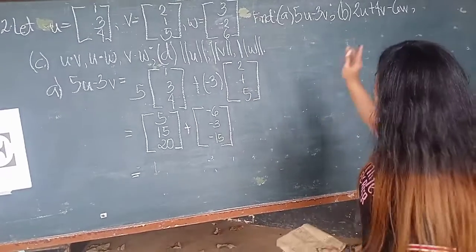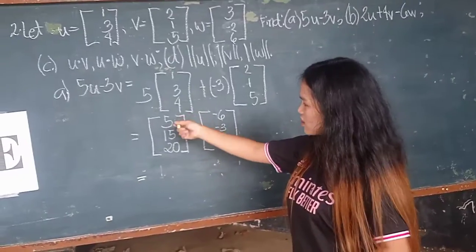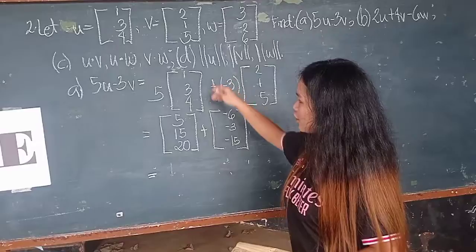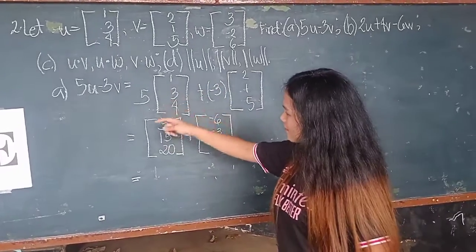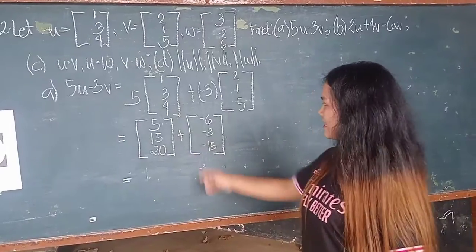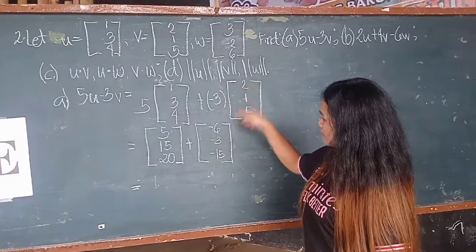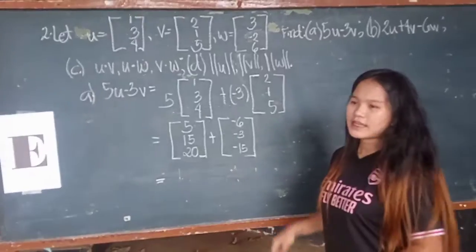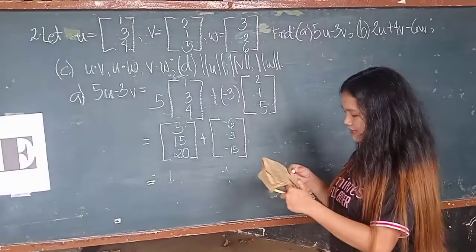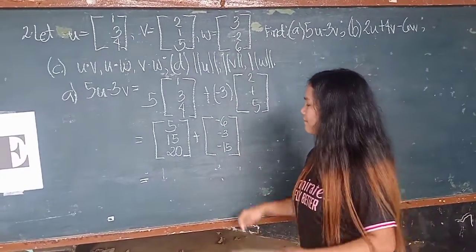So first, let's get letter A, 5u minus 3b. I'll get the value of u and multiply it by 5. 5 times 1 equals 5, 5 times 3 equals 15, and 5 times 4 equals 20. Then negative 3 times 2 is negative 6, negative 3 times 1 is negative 3, and negative 3 times 5 is negative 15.